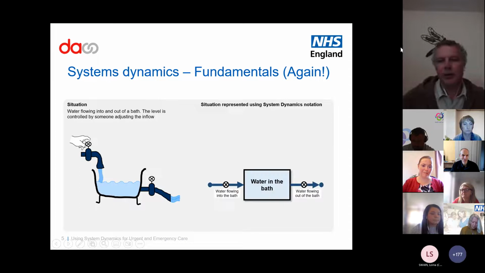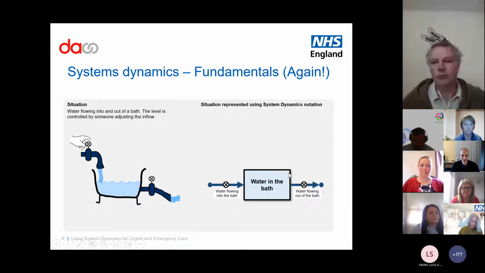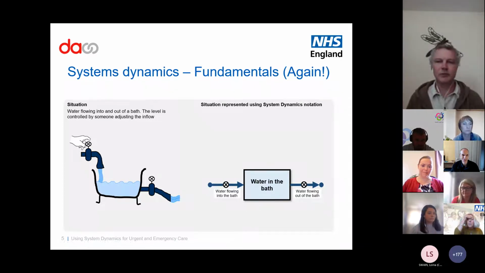And the way we'd actually represent that using system dynamics nomenclature is that we'd look at the stocks in the system. So in this case, the stock, which we represent in a rectangle, is the quantity of water in the bath. That's the stock. And we have a flow in, water flowing into the bath, and a flow out, water flowing out of the bath. And we build up these system dynamics models using this stock and flow diagramming.